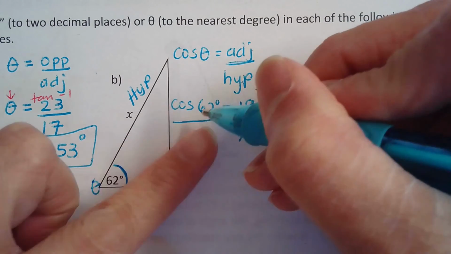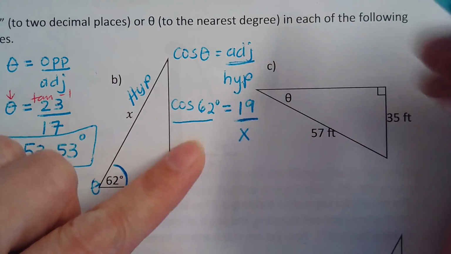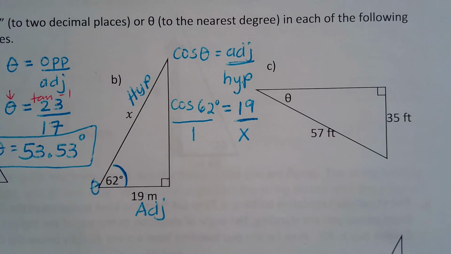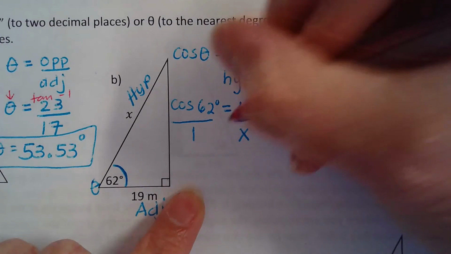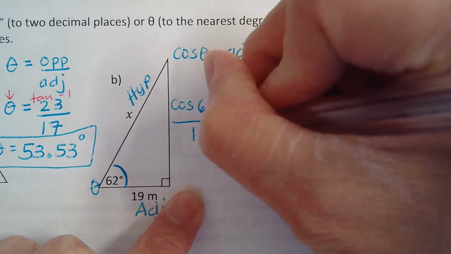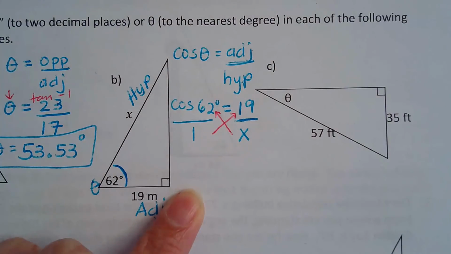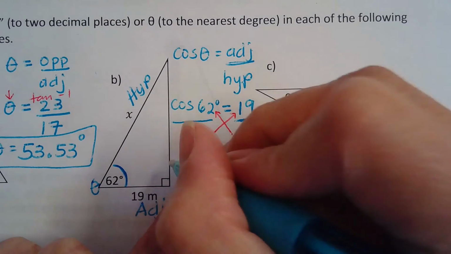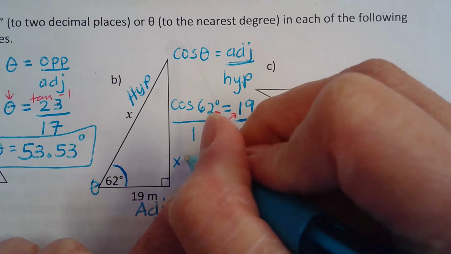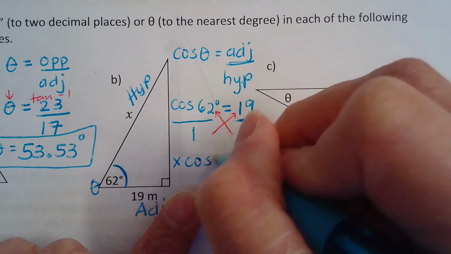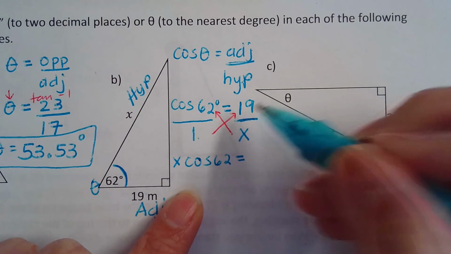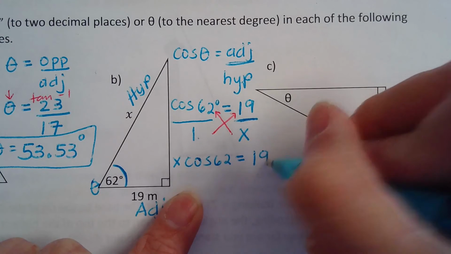In this one, where the cos of 62 is, the denominator is 1. If there's nothing there, we've seen that before: when there's nothing in the denominator, it's 1. And then we're going to cross multiply to get rid of the denominator. What would that look like? x times cos 62 equals 1 times 19, which is 19.